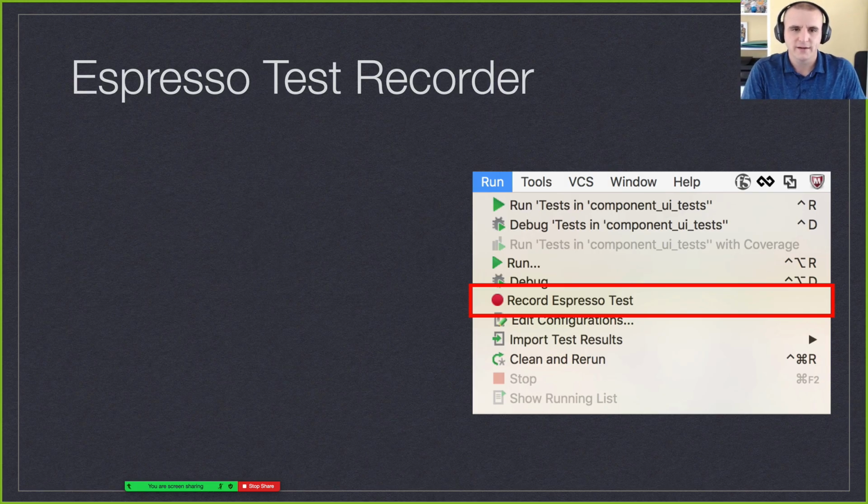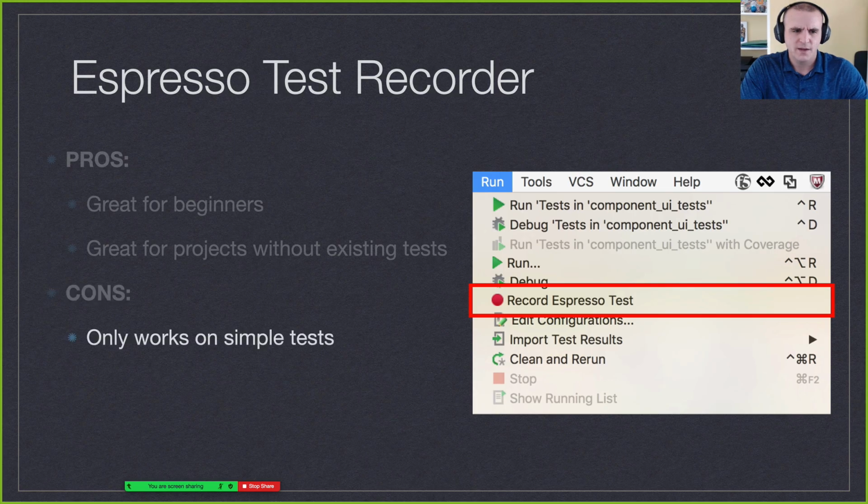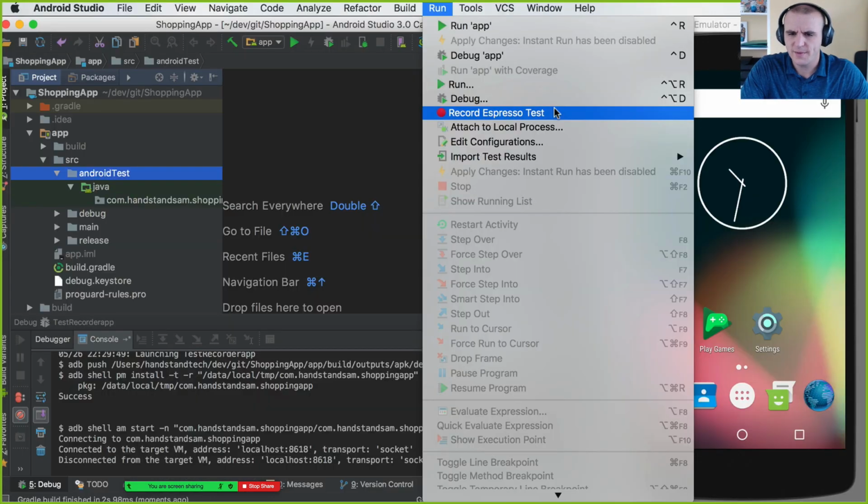Espresso Test Recorder's there. If you've never written an Espresso test in your life, I highly recommend it. I actually have a course I did about it on caster.io, and it's like an eight-part course. It's not super complex, but basically you can go in and record an Espresso test. It's awesome for beginners. If you don't have any tests at all, it even sets up the testing structure, all the source packages where they need to go. But the problem is it only really works on simple tests. When you get into anything complex, anything reusable, it's not really going to do a great job. Also, it's pretty slow, and the generated code kind of sucks.